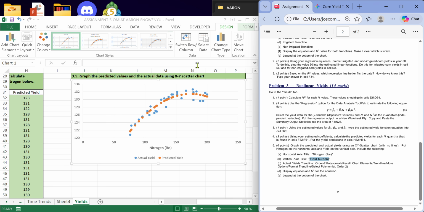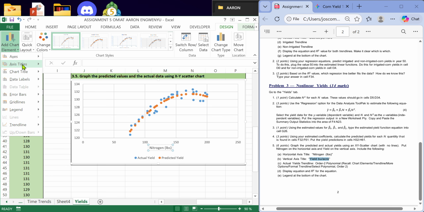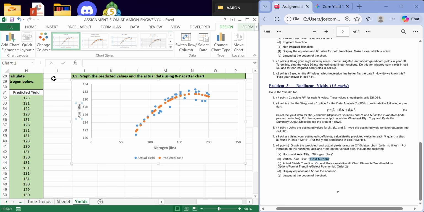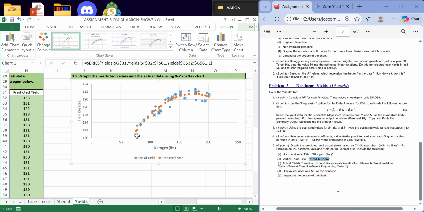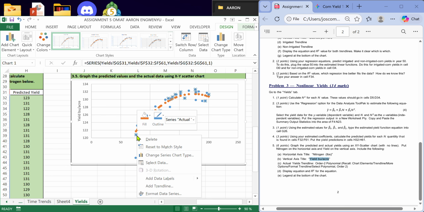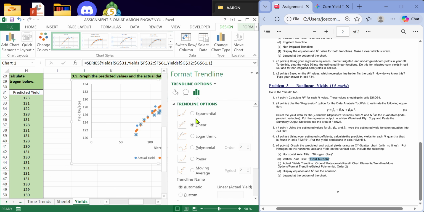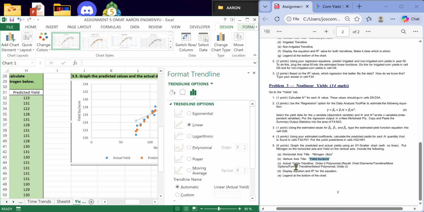Okay. Next, the yield in bushels per acre. Copy this. Add. Bushels per acre. Then they say actual yields trend line. Actual yields is blue, so we come on blue. Right click and say add trend line. Then this box should appear here. And they're telling us actual trend line order 2 polynomial, order 2. Okay.